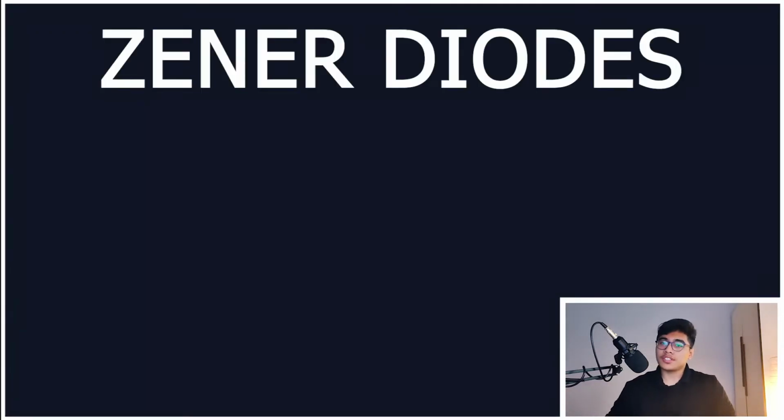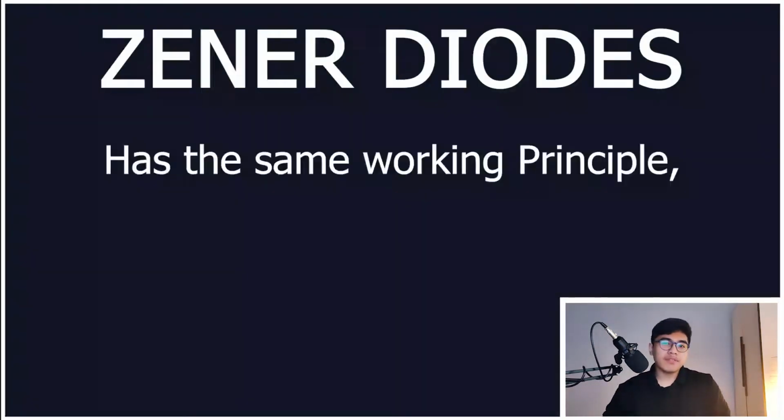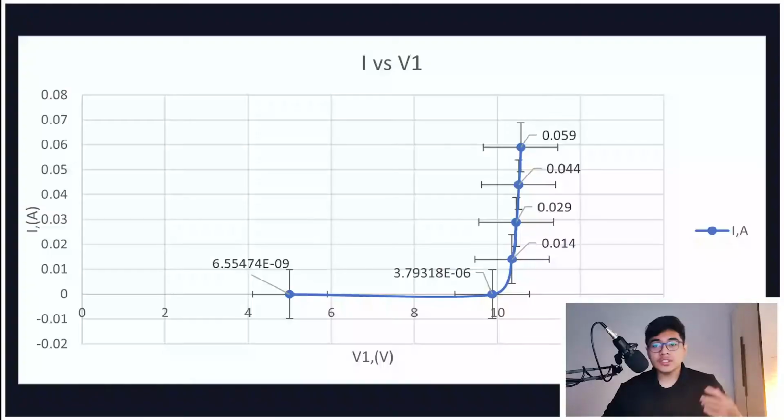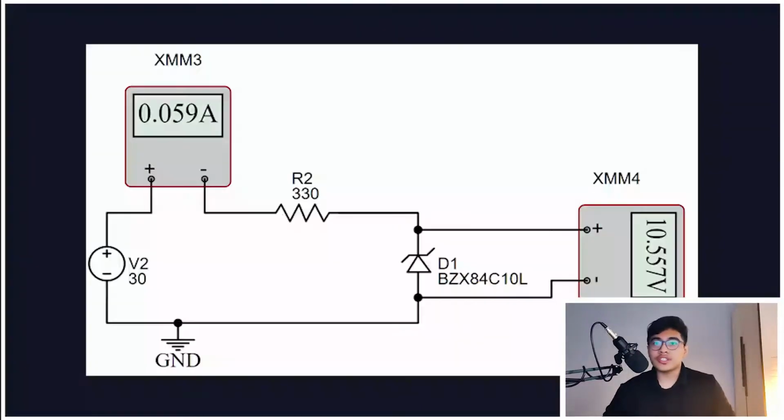Now, we've discussed regular diodes. It's time to talk about Zener diodes. They basically have the same working principle, but a Zener diode works best when in reverse bias. The data shown now will support it. See how after the 10 volts, the voltage only increases bit by bit. This means that the output voltage is regulated. Usually a circuit like this is called a voltage regulator. They're perfect for components that have specific conditions to work at maximum efficiency.